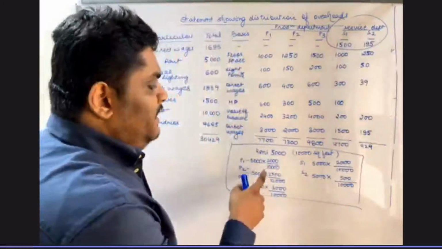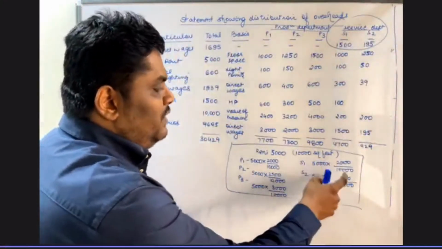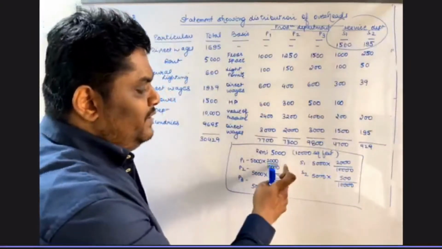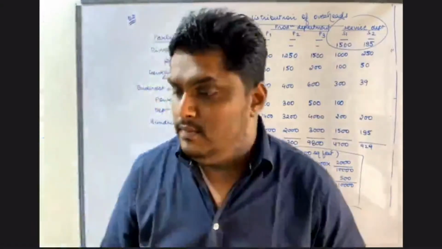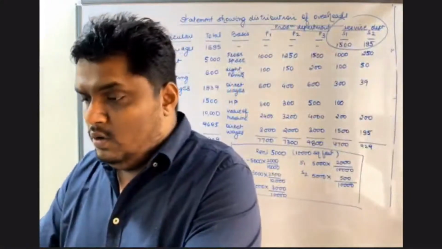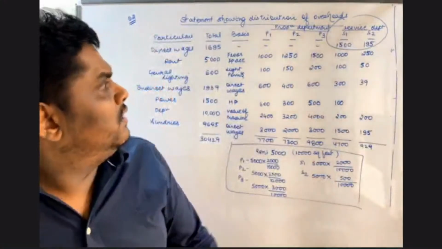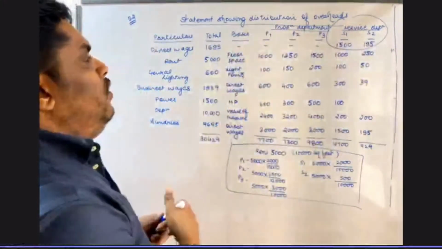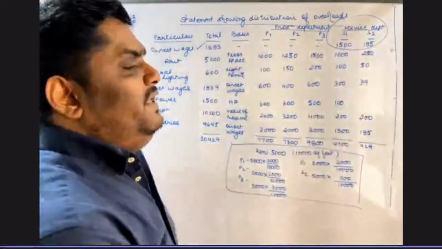We are distributing in the ratio of 2000 is to 2500 is to 3000 is to 2000 is to 500, or we can say alternatively 4 is to 5 is to 6 is to 2 is to 1. 1695, how is it calculated? 1500 plus 195. This is how I got 1695.